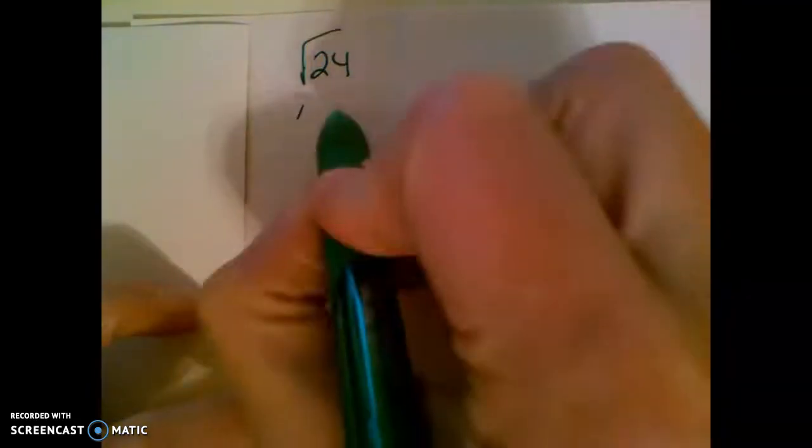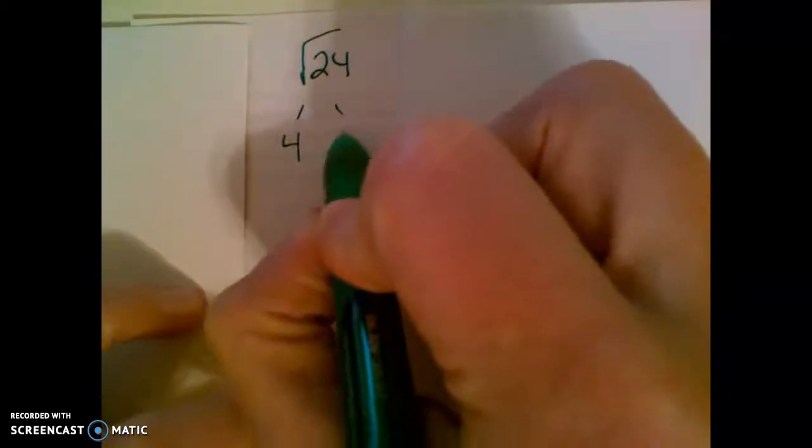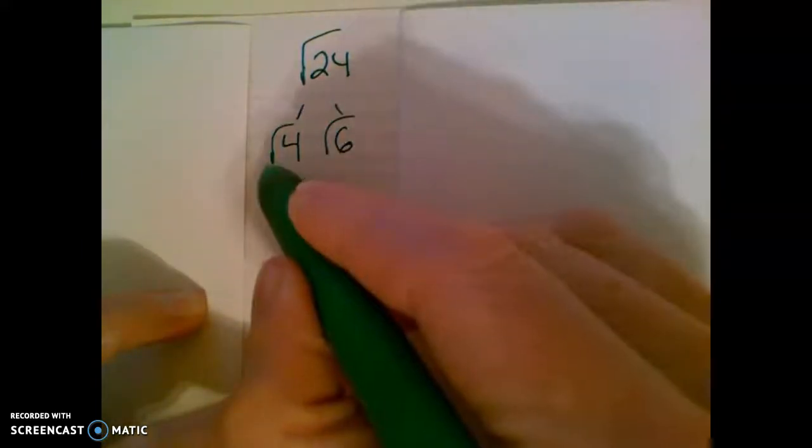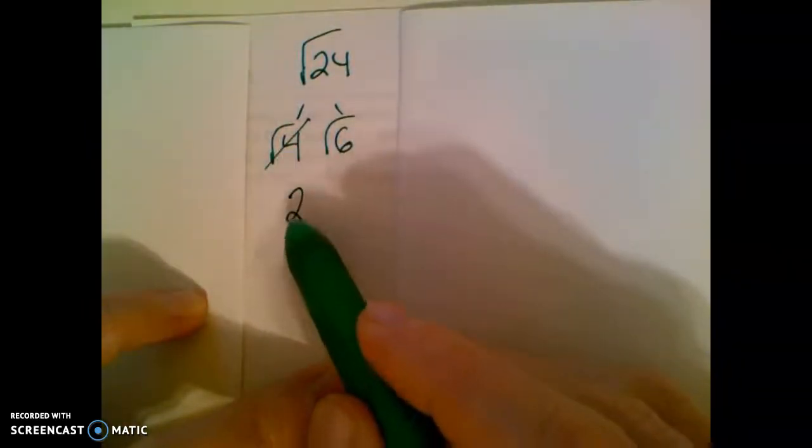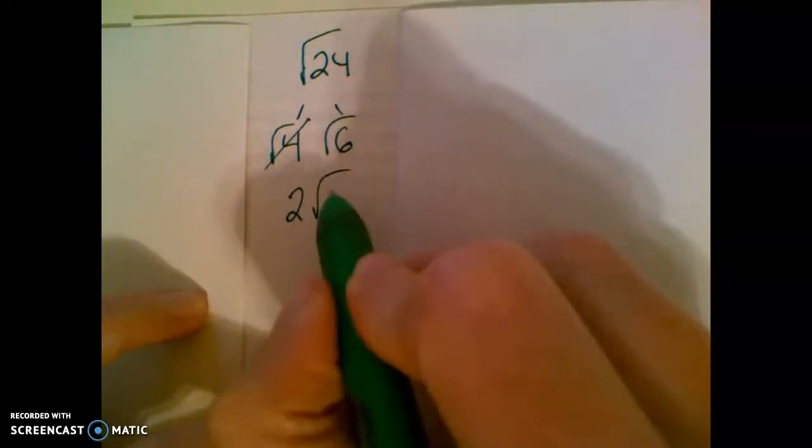Okay, 24. You could do a factor tree, or you could break it down into perfect squares that you know. So I know that 24 is 4 times 6. So that is root 4 times root 6. Well, I know that root 4 is a perfect square, so square root of 4 is 2. It becomes an outside number, so root 4 is just 2, and then root 6 stays the same.